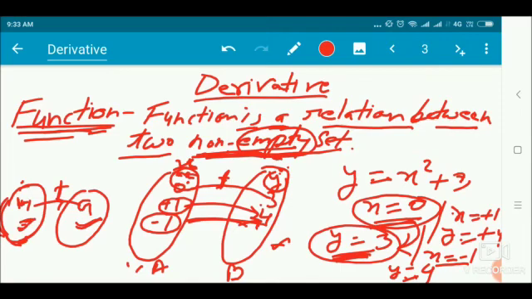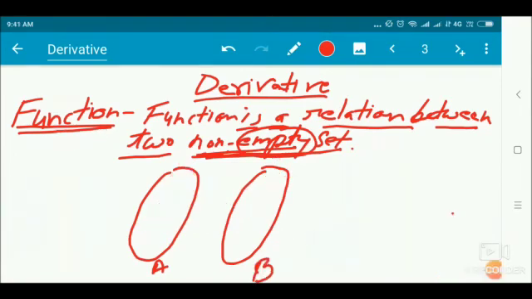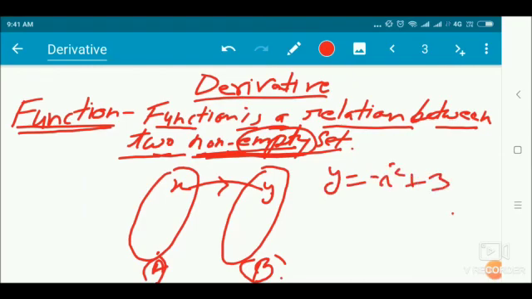Now we know what a function is. Now we are going to discuss how to write a function, meaning function notation. So let's take one more example. If we have two sets, set A and set B, and set A contains x elements and set B contains y elements, and there is a relation between x and y, how do we write it? y is equal to x square plus 3.